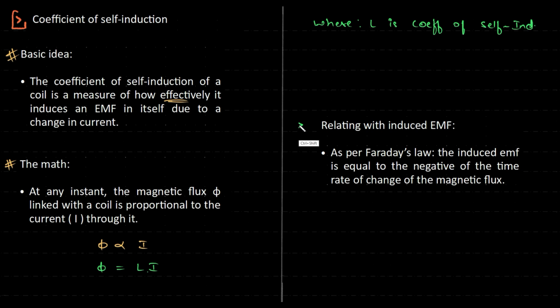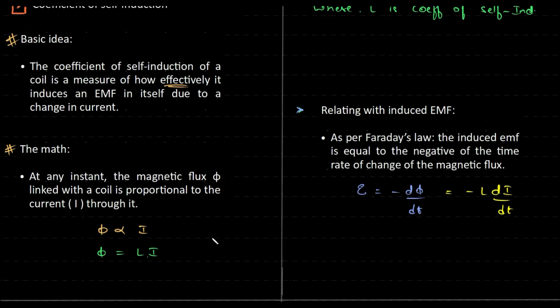Now let's relate the coefficient of self-inductance and the EMF. So we know from Faraday's law that the EMF is minus d phi by dt. So when we substitute, L is constant, so this is minus L di by dt. That is known. We have already related, sorry, we need to define L in terms of the EMF. So let's do that. So we understand that your EMF is minus L di by dt.